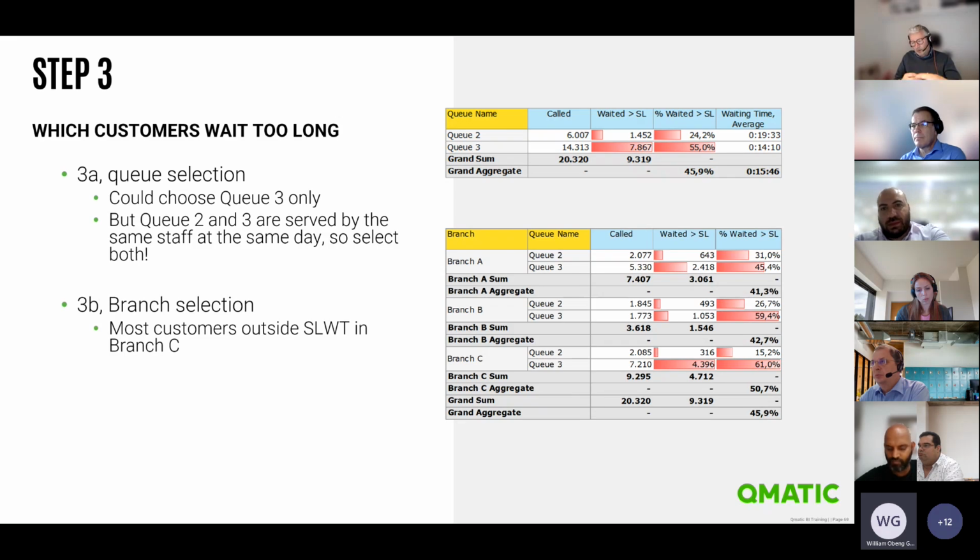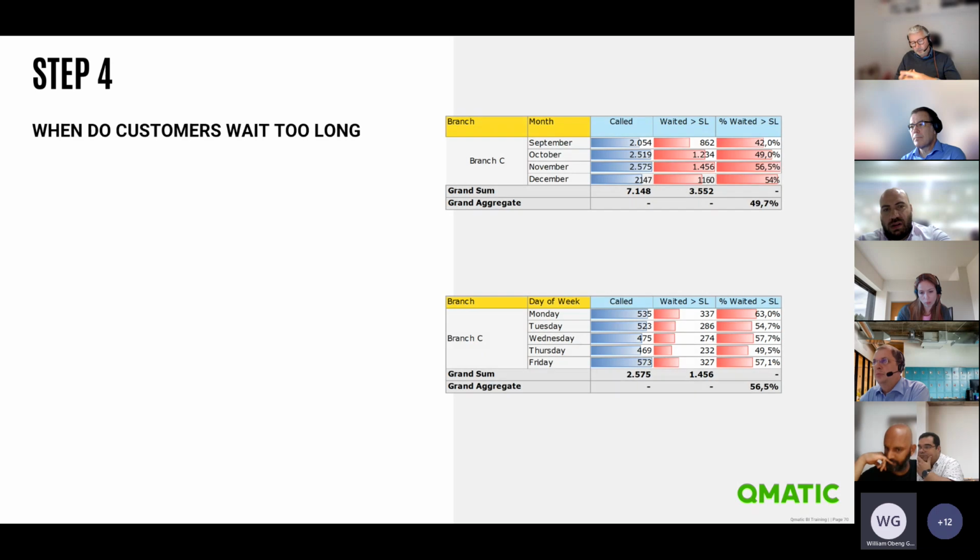And if you do this further analysis on where the bottleneck is in this branch, it's better to only look at one branch, because the bottlenecks are very often not the same in different branches. So at this moment, I selected Q2 and 3 and branch C to continue this analysis.